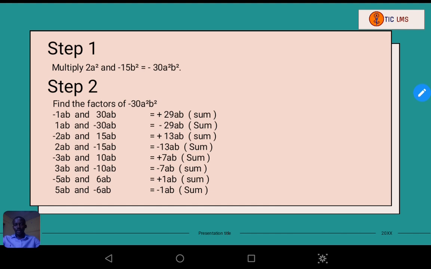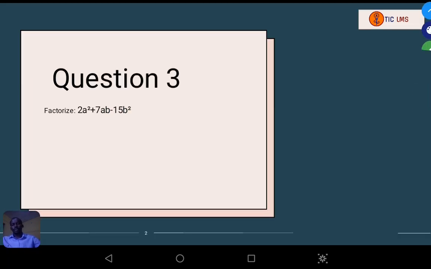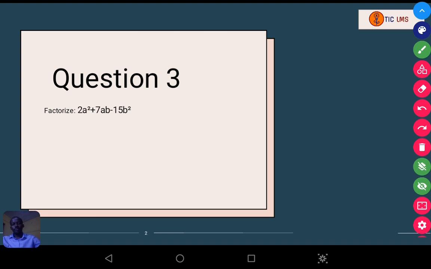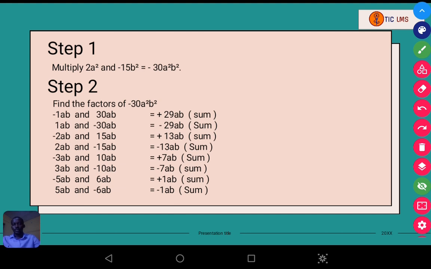Step 1. It says multiply 2a squared and negative 15b squared. Now where exactly did we get that from? Those are the two extreme values we have here, that is 2a squared and also negative 15b squared. Take note that you should not forget the negative, okay? The negative is very essential. So you multiply that, and you're going to have negative 30a squared b squared.